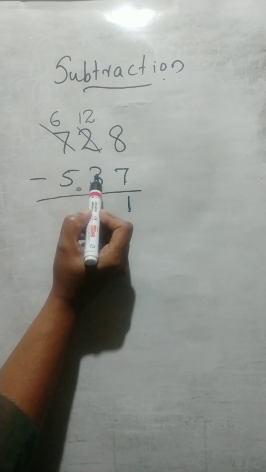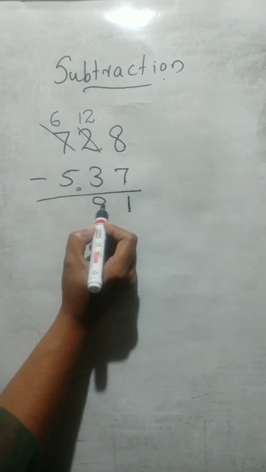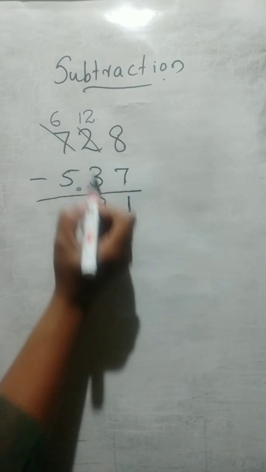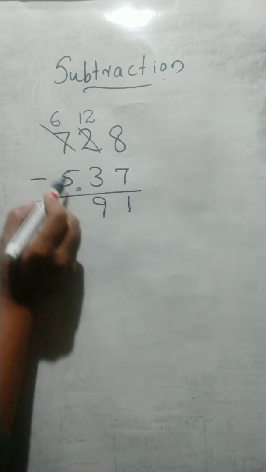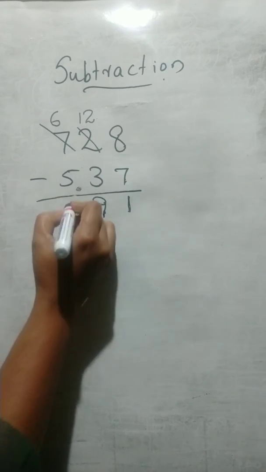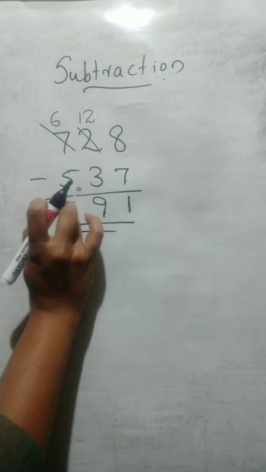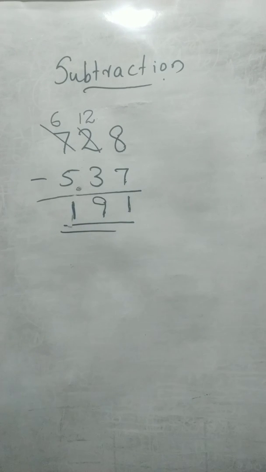Now 12 minus 3. 12 minus 3 is equal to 9. 3 plus 9 is equal to 12, so 12 minus 3 will be 9. Then 6 minus 5, 1. Okay, so the answer is 191.